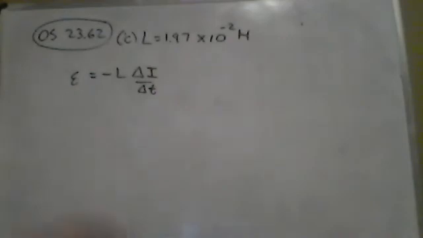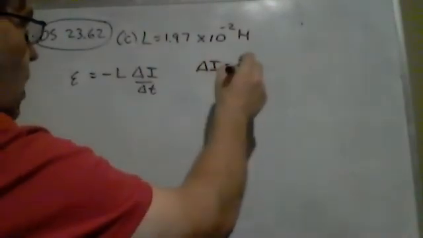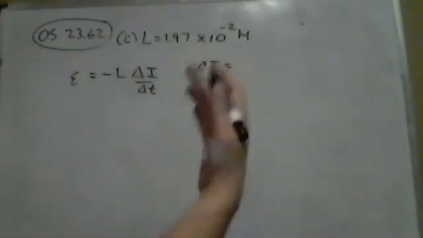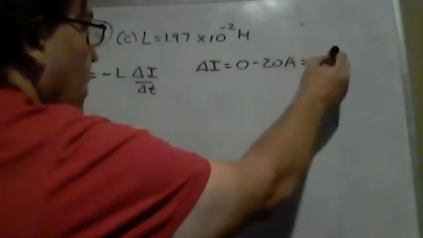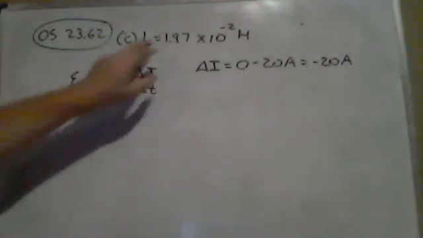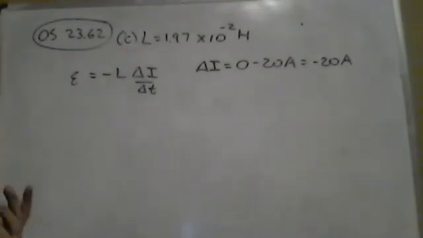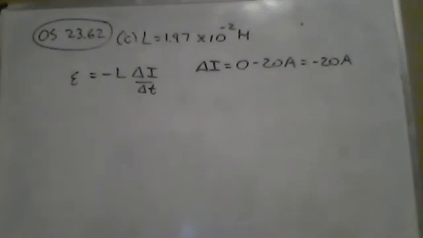So if that's the case, well, delta I is going to shut off no matter what. It's going to go from 20 amperes down to 0, right? So it's going to be 0 minus 20 amperes, or negative 20 amperes. That's a given. The inductance is a constant, of the design of the solenoid that I'm using as an inductor. I calculate the inductance. That's the inductance of that solenoid, no matter what. That is a characteristic of that solenoid. That doesn't change.